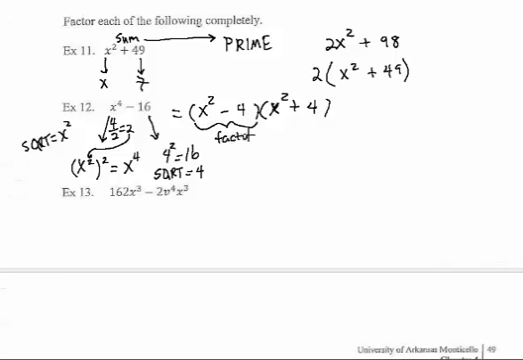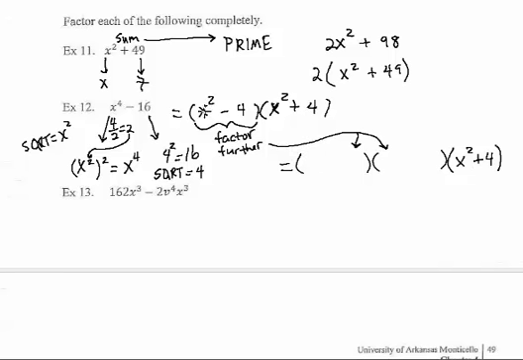Factor further. So this one, the difference of squares, we're going to break that one up into these two factors. And then this one is prime, so we're just simply going to bring it down to the next line and write it out to the side. We want to keep up with all of our factors that we find along the way.